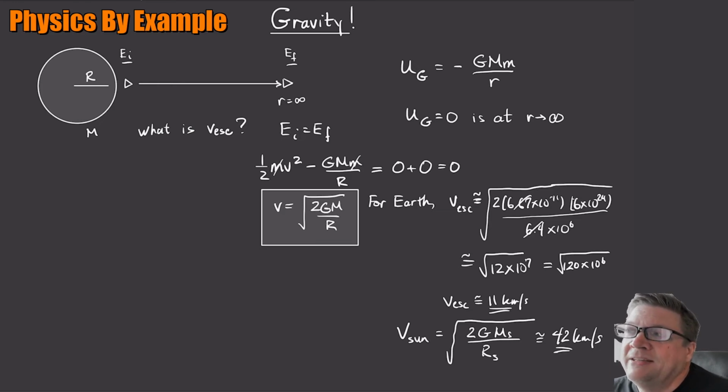So escaping the Earth is one thing, but to escape the sun, starting from the position of the Earth, you're going to have to go 4 times faster. And remember what that means: 4 times faster means you're going to need 16 times more energy, 16 times more fuel. So escaping the sun is actually a pretty difficult thing to do. Escaping the solar system is a difficult thing to do.